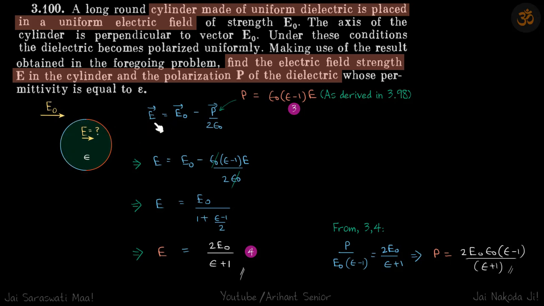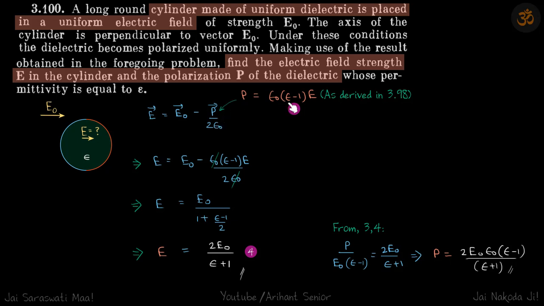So let's write that in equation form, what we just discussed. E vector is equal to E naught vector minus P vector by 2 epsilon naught. Why is the value of the field P by 2 epsilon naught inside? Because of the bound charges, as we proved in question number 3.99. So the surface bound charges generate an electric field P by 2 epsilon naught, which will be towards the left. So this E is going to be E naught minus P by 2 epsilon naught.